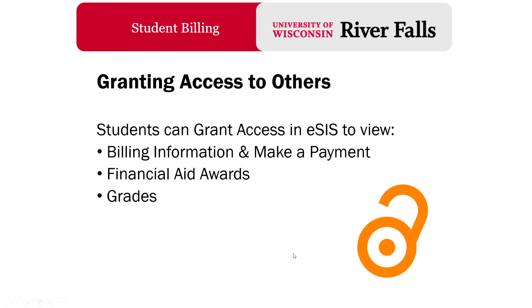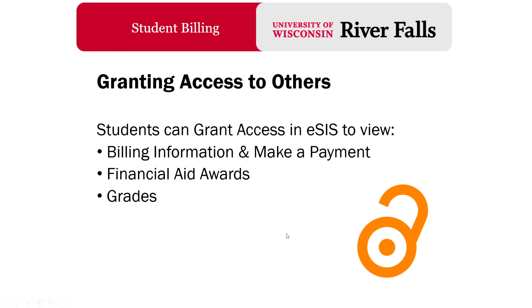Granting access to others is something that I like to point out because students can grant access to parents or family members so that they can go in ESIS and view information that they may need to see. They can allow access in 3 different areas: billing information and the ability to make a payment on the account, financial aid award information, and grades. They can do any of those 3 combinations.